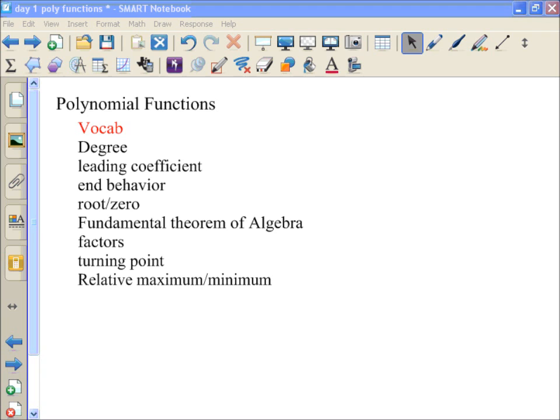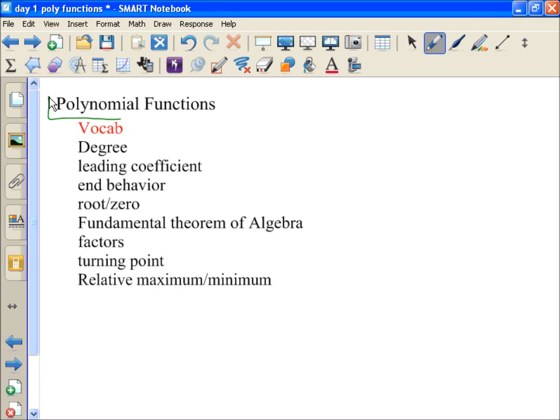We will be discussing polynomial functions today. It is the next step after the last unit of quadratics. The vocabulary that we're going to be talking about today, some of we've already had, but we're going to be putting it together in ways that maybe we didn't see before.